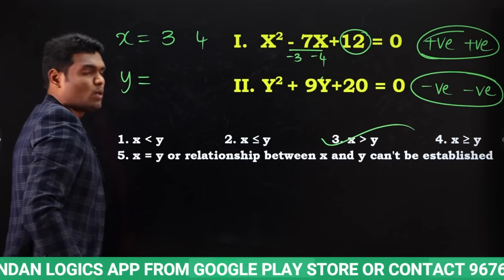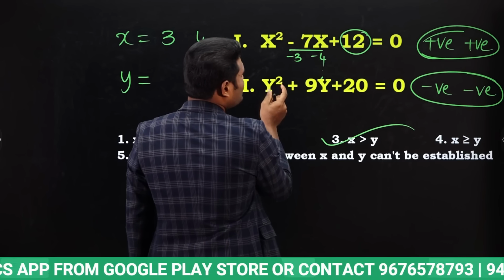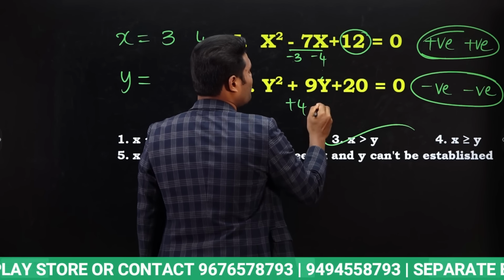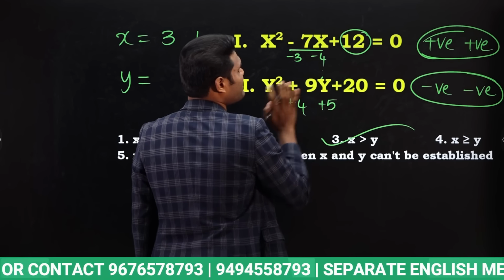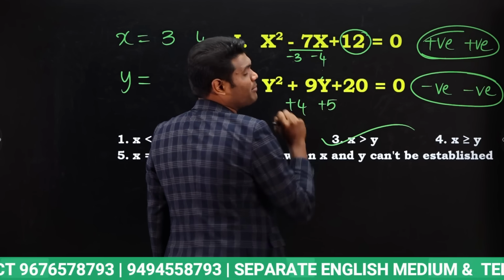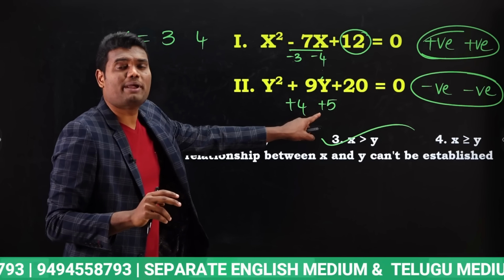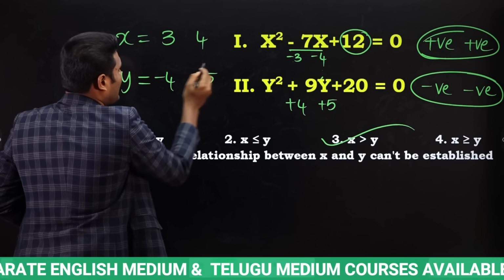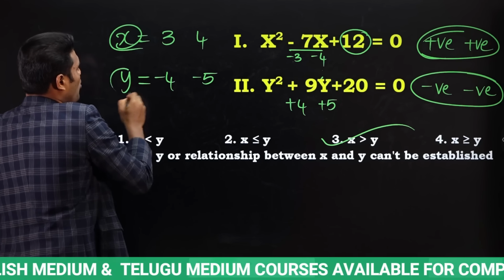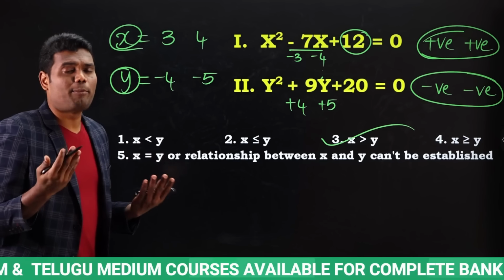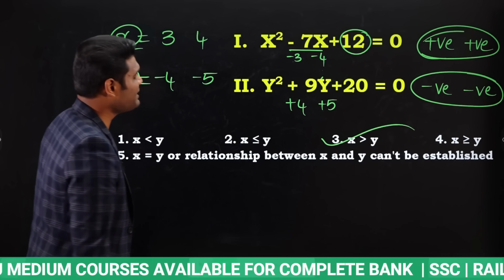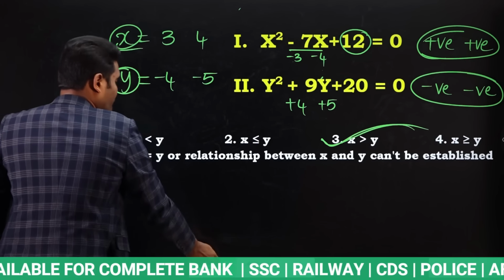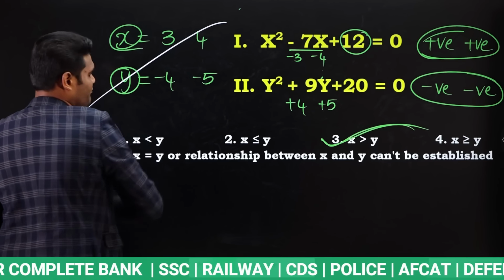If you look at y, what happened to y? If you observe here, y square plus 9y plus 20 equal to 0, you can write plus 9 as plus 4 plus 5. Plus 4 plus 5 is nothing but plus 9. 4 into 5 is nothing but 20. Yes or no? Which means roots will be opposite sign. Opposite sign means this will be minus 4 and minus 5. Now if you observe, x value is positive, y value is negative. Obviously I can say positive is greater than negative, which means x is greater than y. So directly you can say the answer, which means without solving you can directly say the answer.